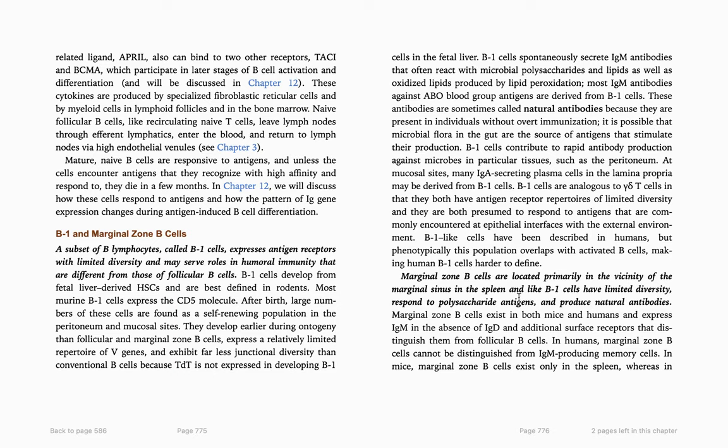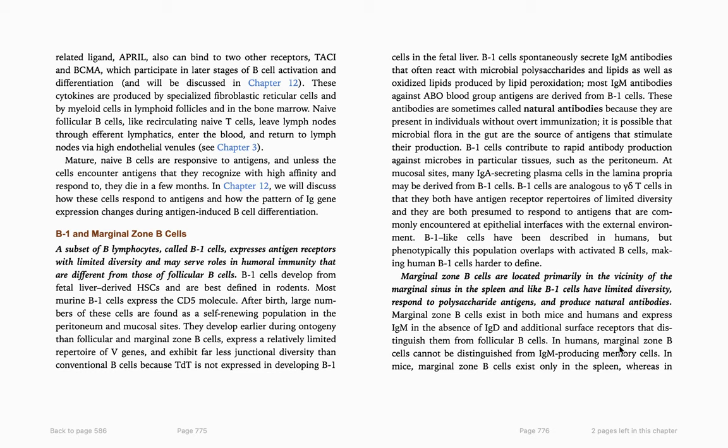Marginal zone B cells are located primarily in the vicinity of marginal sinus in the spleen, and like B1 cells have limited diversity, respond to polysaccharide antigen and produce natural antibodies. Marginal zone B cells exist in both mice and human and express IgM in absence of IgD, and additional surface receptors that distinguish them from follicular B cells. Human marginal zone B cells cannot be distinguished from IgM producing memory cells.